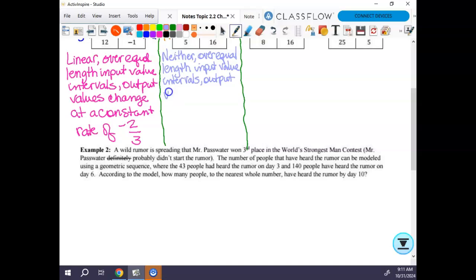Input values are not changing at a constant rate or proportionally. And I apologize again that you don't have a lot of room to write.